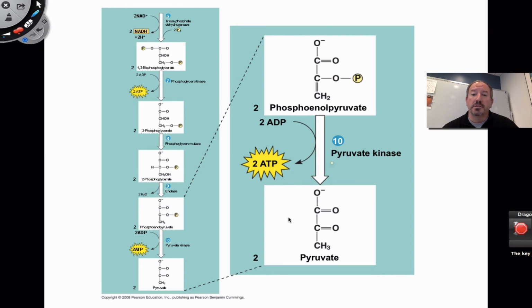We started off with 6 carbon glucose. Now we have 2 pyruvate. Okay? And as you can see, it has a negative charge on it.